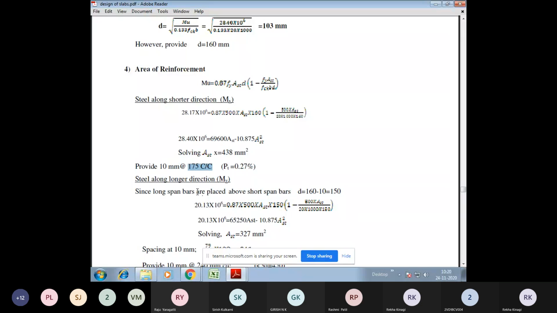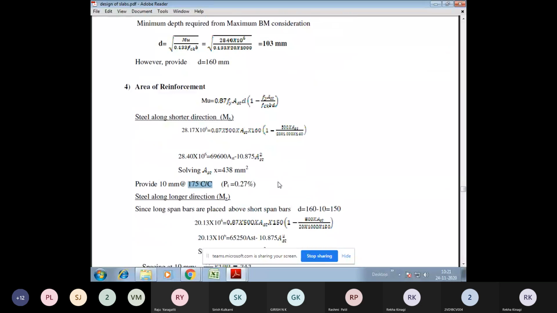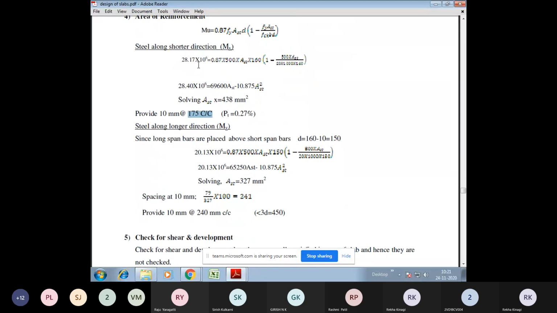And in a similar way, we are going to calculate the steel along the longer direction, that is My. So the My value is 20.13 kilonewton meter, which has already been calculated. Now instead of Mx, we'll substitute My and calculate the value of Ast. So Ast turns out to be 327 mm square.